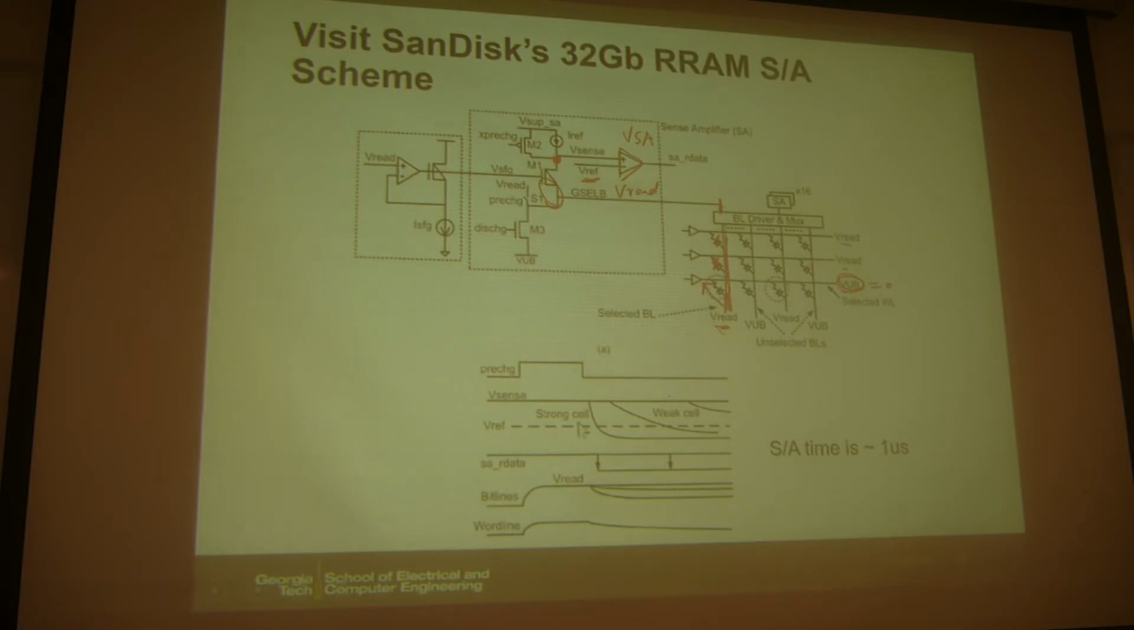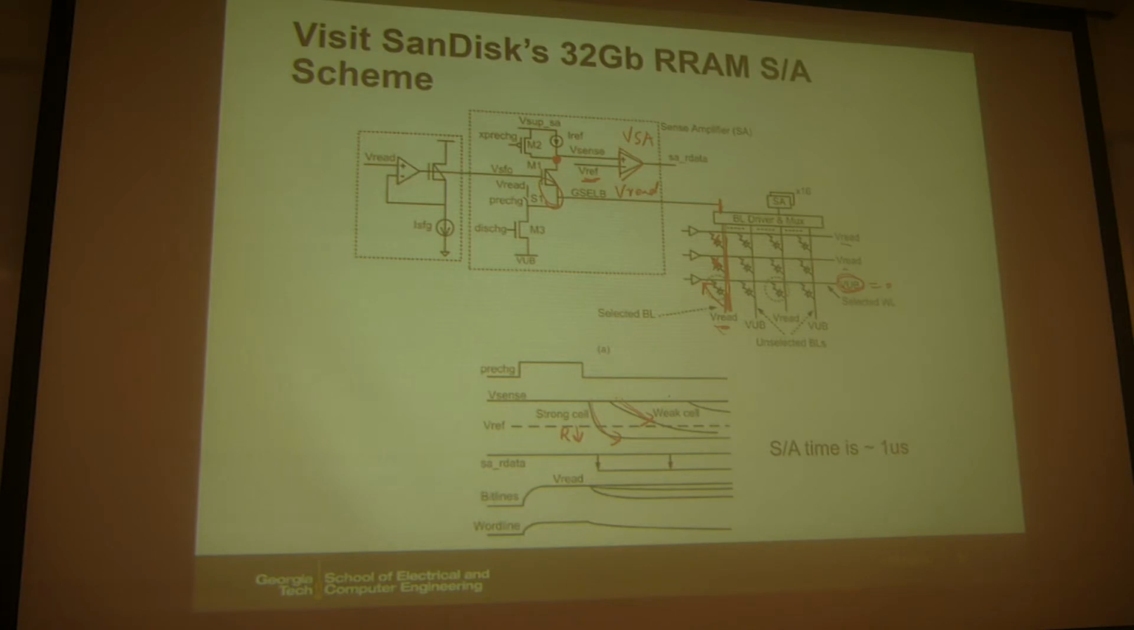So if you look at the waveform, you will pre-charge the bit line, and after that you are going to decay the bit line depending on the cell resistance. Strong cell means the resistance is small, so you will have large current to discharge the bit line, so it decays faster. And a weak cell will decay slower.